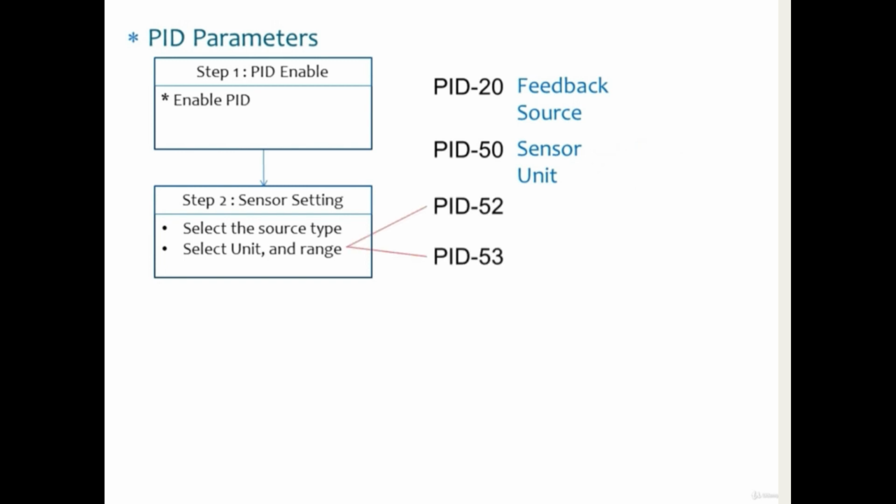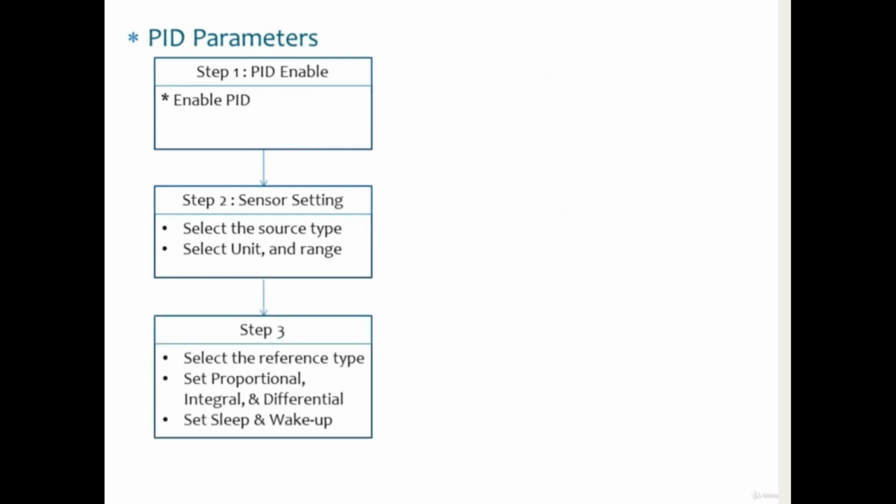Now we need to define the sensor's low limit and high limit. For example, a pressure sensor can range from 0 to 10 bar. So we need to enter 0 as a low limit and 10 as a high limit. Now we are done with the second step of parameter setting.